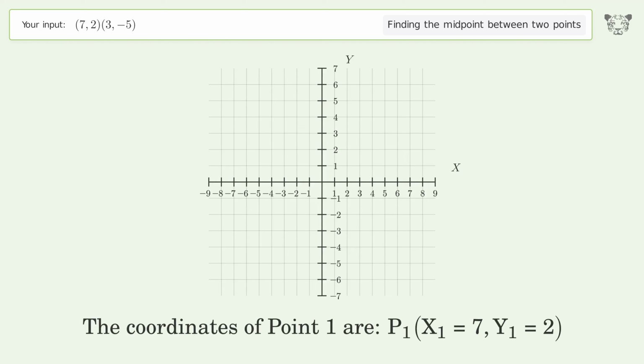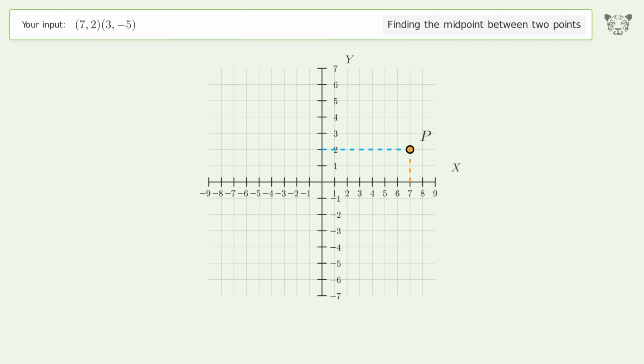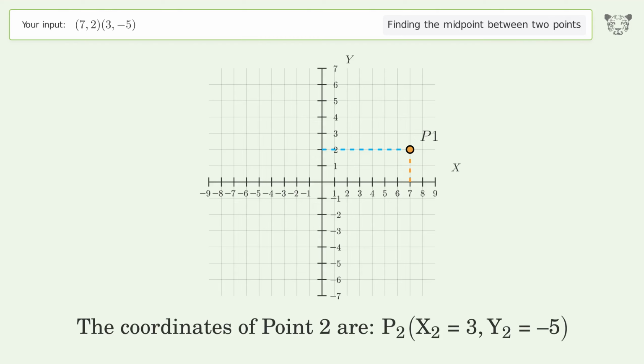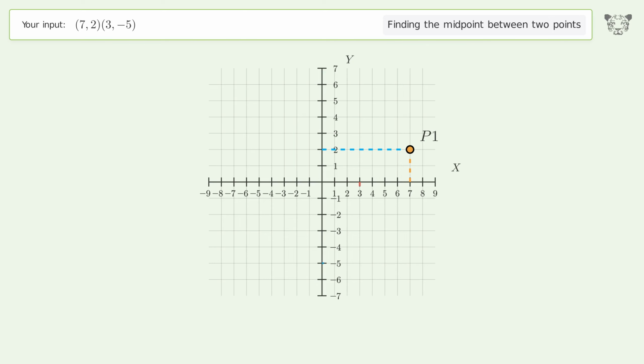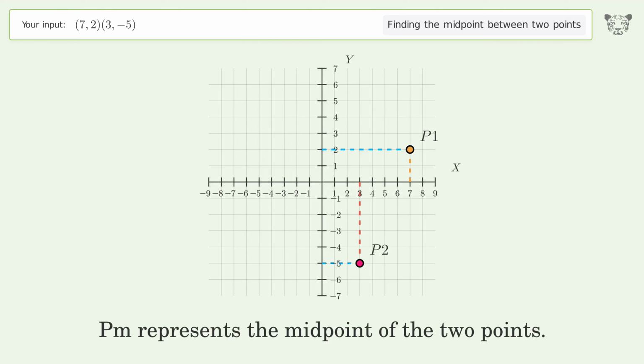The coordinates of point 1 are, x1 equals 7, y1 equals 2. The coordinates of point 2 are, x2 equals 3, y2 equals negative 5. PM represents the midpoint of the 2 points.